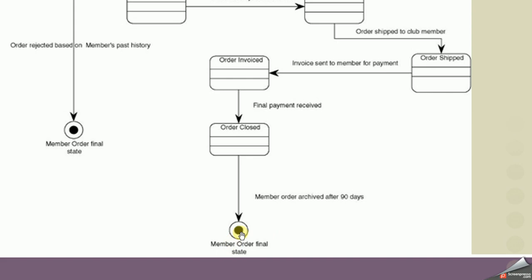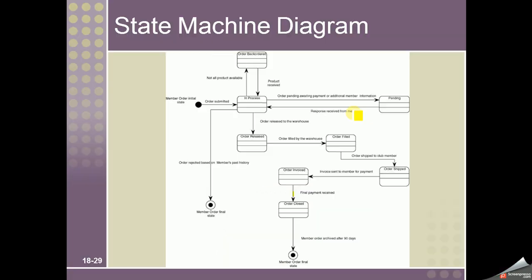So you can see in this example that we have many states of the order object, and we have different rules or attributes that trigger a change from one state to the other. So this state machine diagram will capture all possible states and what triggers a change from one state to the other state of the object.